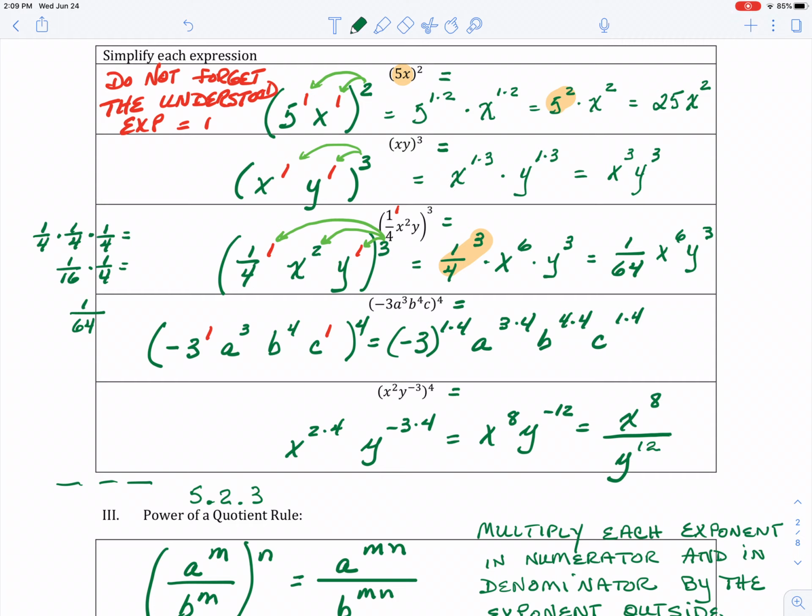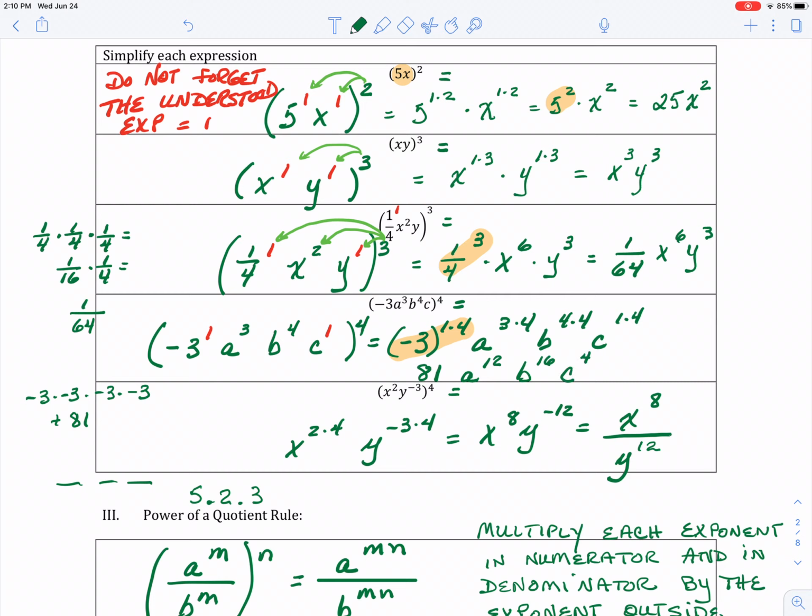All right, so let me look at these last two and see if I think I need to say anything to you. Looks like this one didn't quite get finished, so let me see if I can finish this out. The -3 raised to the 4th power, hang on, negative 3 times negative 3 times negative 3 times negative 3 is positive 81. So this works out to be 81 on the numeric part. This is a to the 12th, b to the 16th, and c to the 4th.